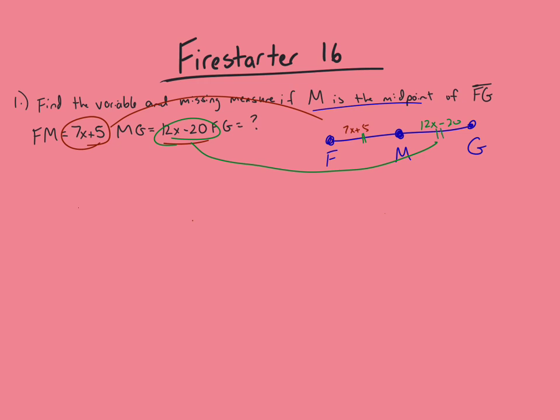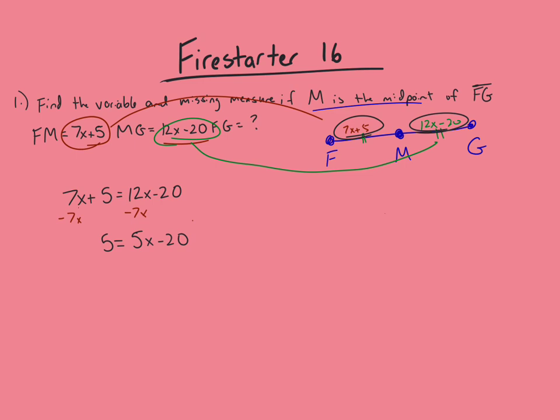So now that I've done the geometry, I get to say that this and this are equal to each other. So 7x plus 5 equals 12x minus 20. Now we're in algebra, so I'm going to do PEMDAS backwards. So I'm going to put all my x's on one side first. You can move the 12x to the left if you want, but I'm going to move the 7x to the right just because I like having a positive x to start. So I end up with 5 equals 5x minus 20.